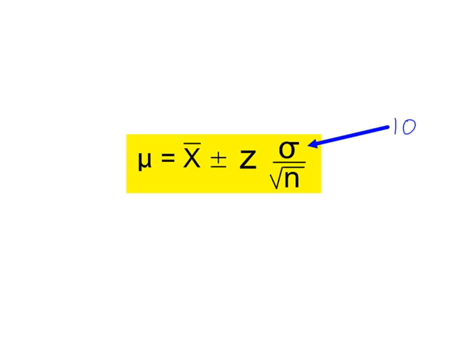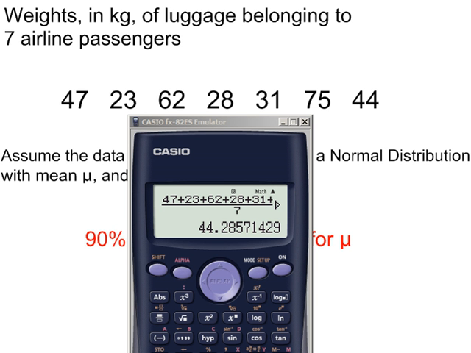The standard deviation is 10, and it's given, and this is sigma. It represents the population standard deviation and not the sample standard deviation. The sample size is 7, so n is equal to 7. The sample mean is 44.29 kilograms.